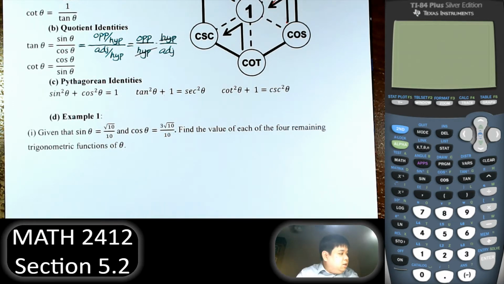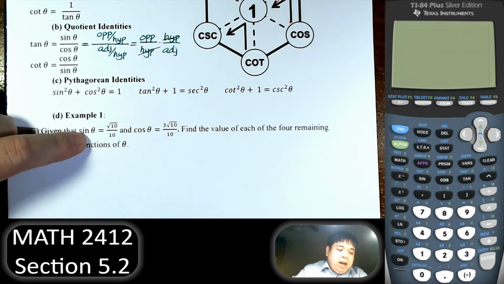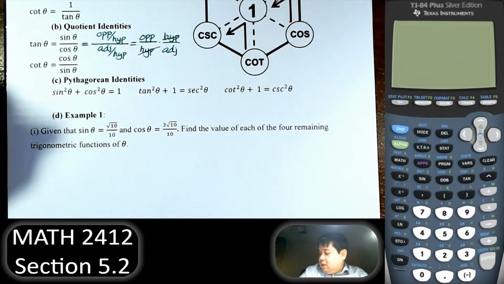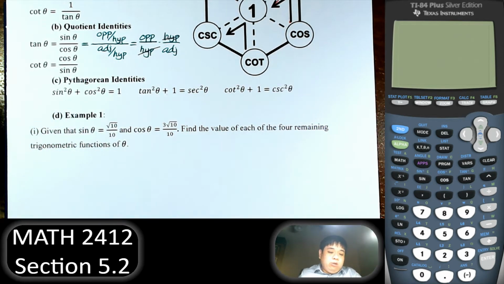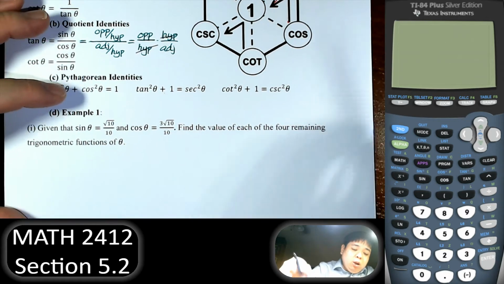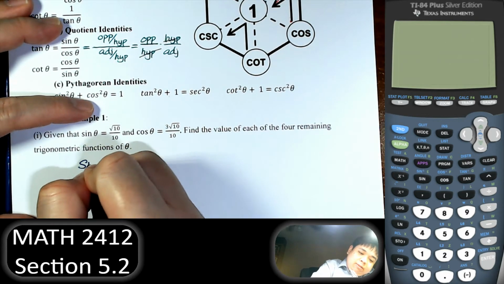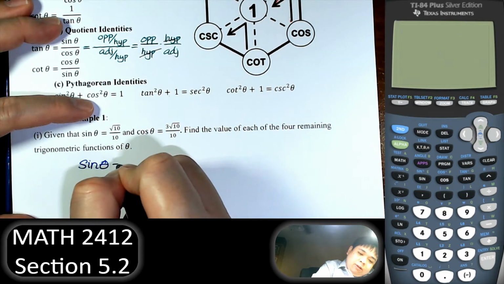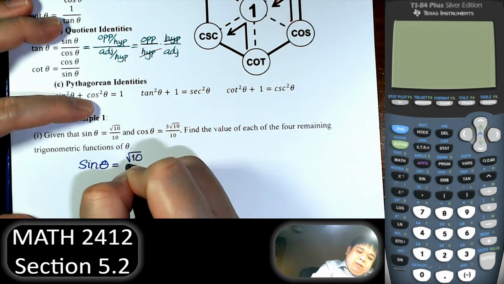Now, let's go to this example. Given that sine of theta equals square root of 10 over 10, and cosine is 3 square root of 10 over 10, find the other four trigonometric functions. So we just write out what we have. Sine is square root of 10 over 10.